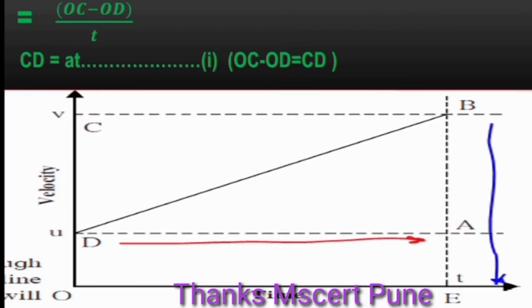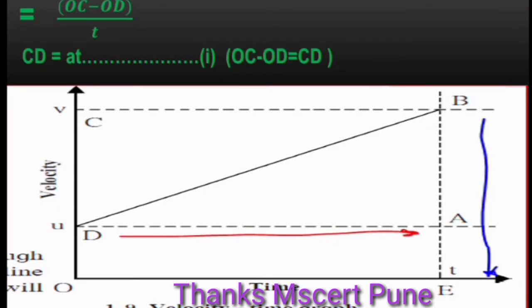Draw a line parallel to the y-axis passing through B. This will cross the x-axis in E. Then draw a line parallel to the x-axis passing through D. This line will cross the line BE at A.